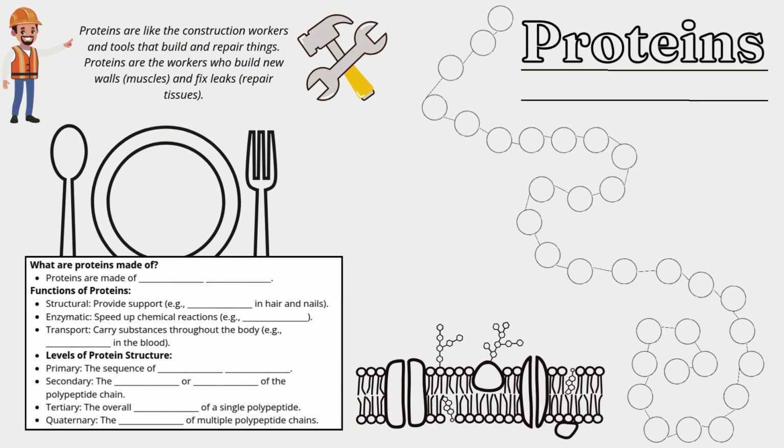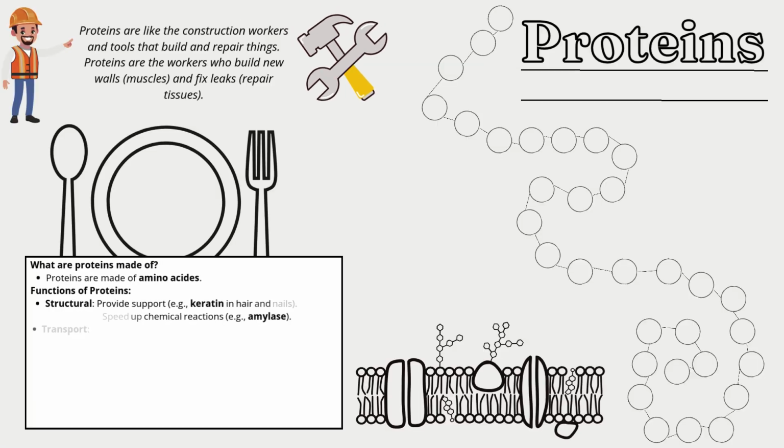Now that we've looked at carbohydrates and lipids, let's look at our proteins. Proteins are like construction workers and tools that build and repair things. Proteins are the workers who build new walls, such as muscles, and fix leaks, like repair tissues. So just like our other two, we're going to start with our fill in the blank.